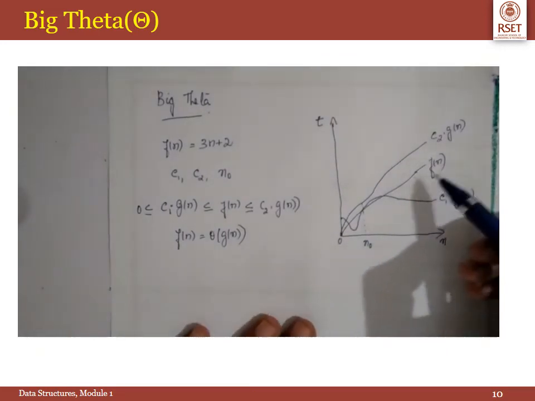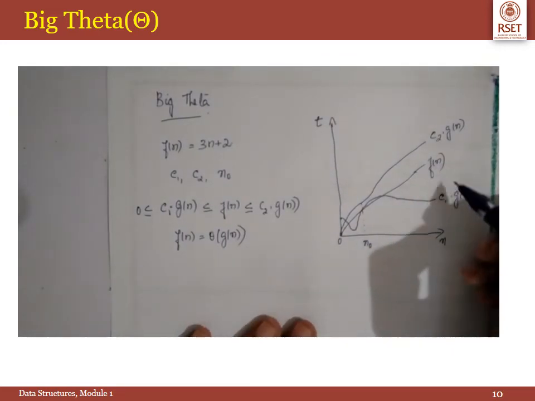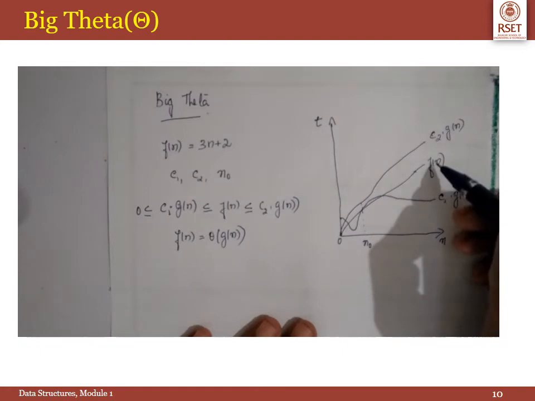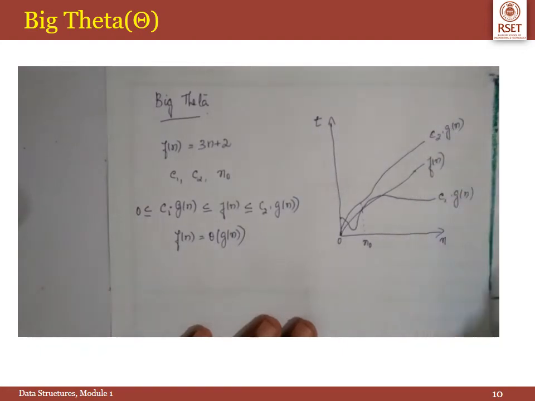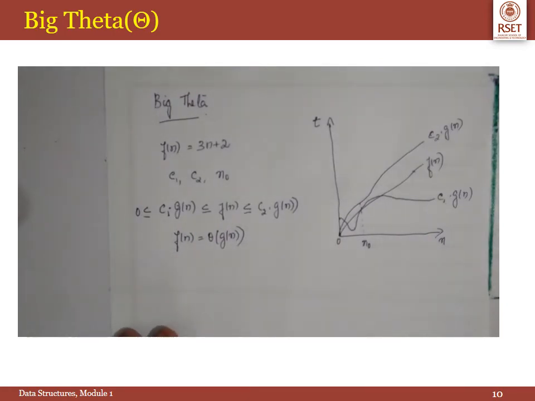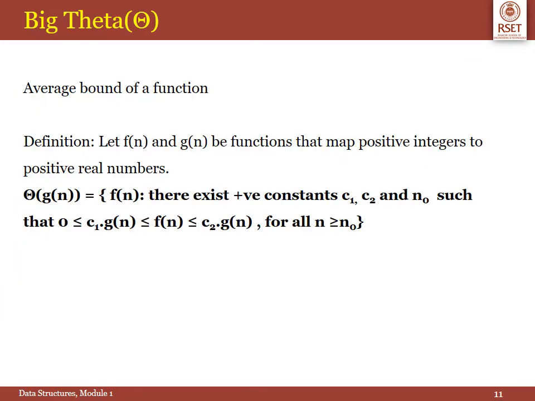So your aim is to identify two positive constants c1 and c2 such that c1 g(n) is below your function and c2 g(n) is above your function. Then you can write f of n as theta of g(n), and this is your break-even point. Hence theta represents the average bound of a function. Since it represents the average case, it is considered to be more useful because it gives you a more accurate picture of your function.